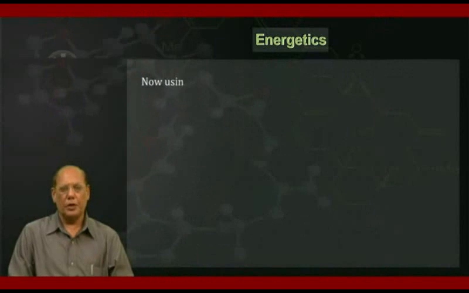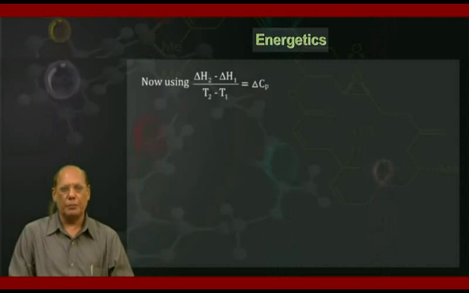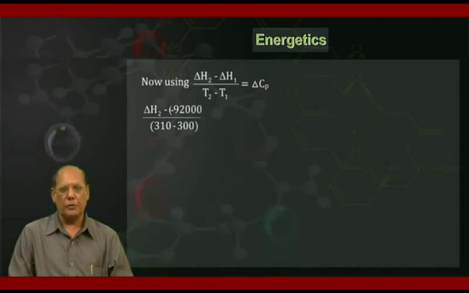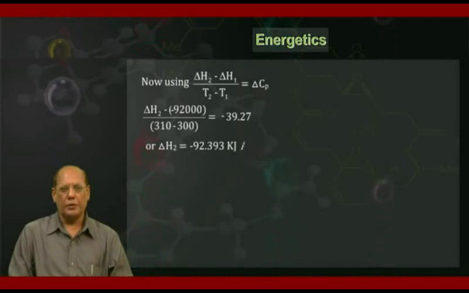Now using delta H2 minus delta H1 upon T2 minus T1 equal to delta Cp, substituting the values, we have delta H2 minus (minus 92,000) upon 310 minus 300 is equal to minus 39.27. This on calculation gives delta H2 equal to minus 92.393 kilojoules. So that becomes the answer of this question.